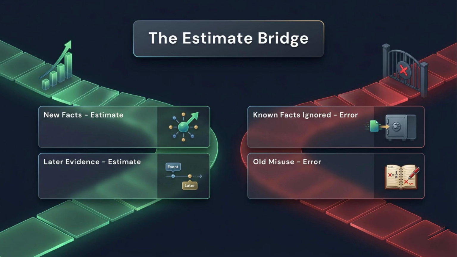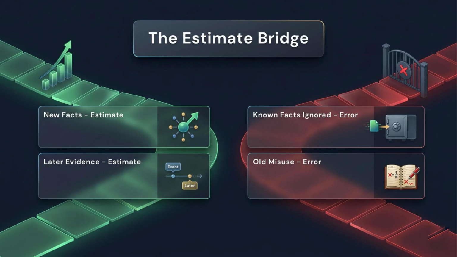Not every revision to a number is an error. The diagnostic test is the timing and availability of information. If new facts or later evidence emerged after the original reporting date, the issue usually points to an estimate change. If the information existed earlier and was ignored or misused, the issue usually points to error correction.